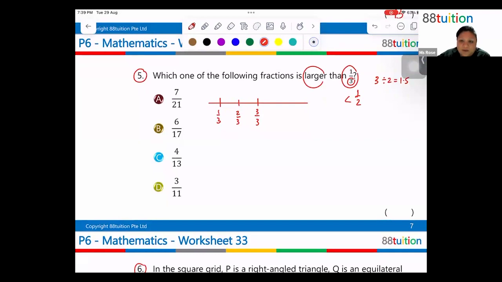All right. So we know that part A we can simplify to give me 1/3. So this one cannot. Okay. Then what do we have between B, C, and D? 6/17, 6/18 is 1/3. Yes. Larger.